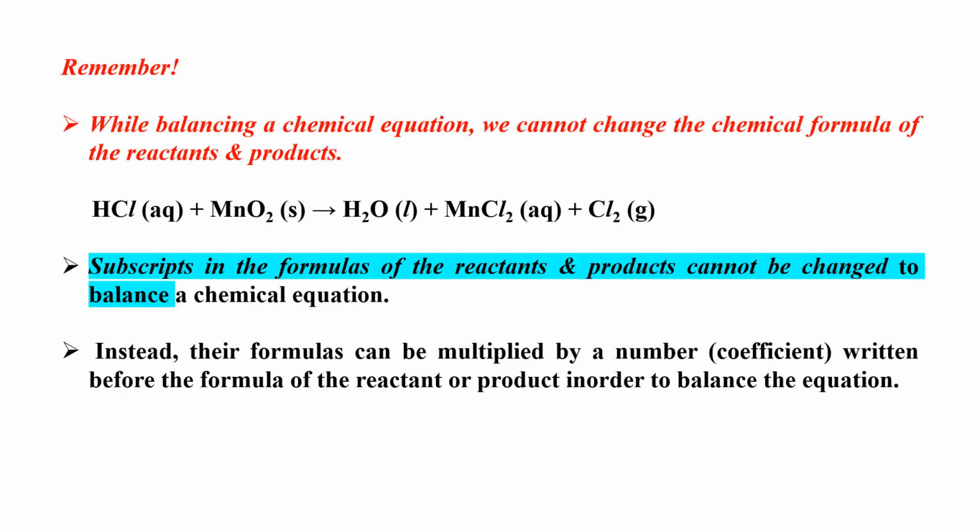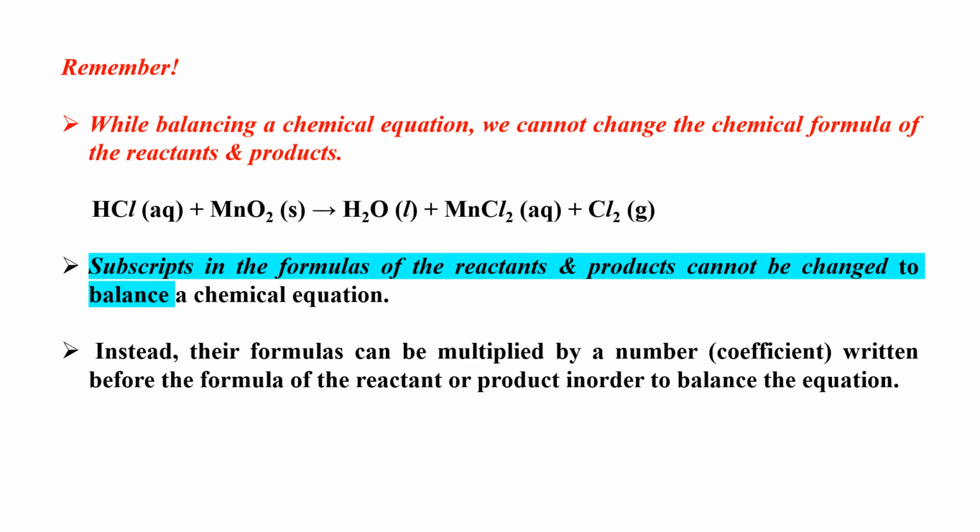Now, before we move on to balancing chemical equations, you must know certain things. You must take into consideration all these points while balancing chemical equations. We cannot change the chemical formula of the reactants and products. When you are trying to balance the number of atoms of reactants and products, you must not make any change to the chemical formula of the reactants and products.